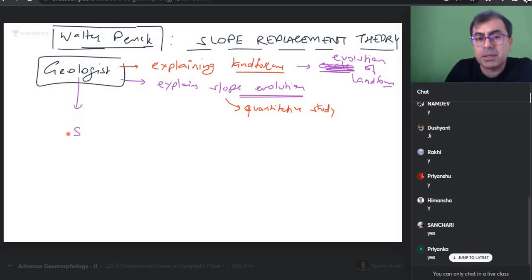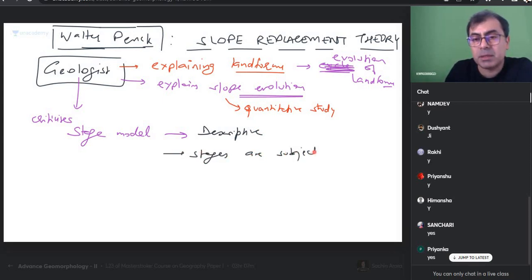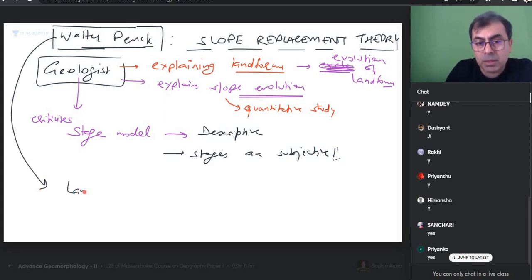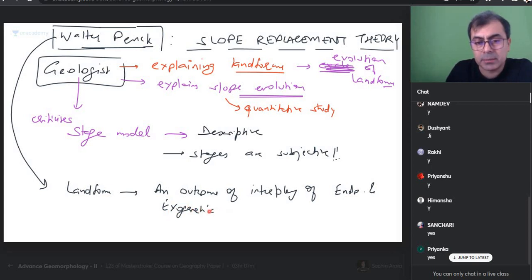Now he is not interested in stages. In fact, he criticizes the stage model of Davis. He says that it is descriptive and stages are subjective. Whatever he says, there is no objectivity in that. Rather, Penck is of the view that any landform is an outcome of interplay of endo and exogenetic forces. Is everyone okay?